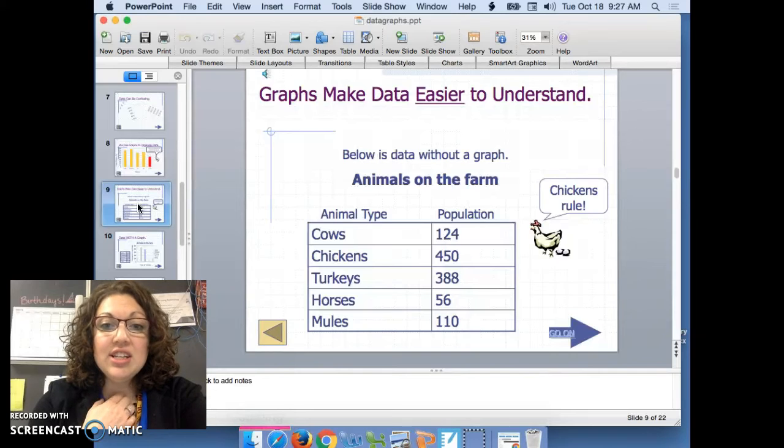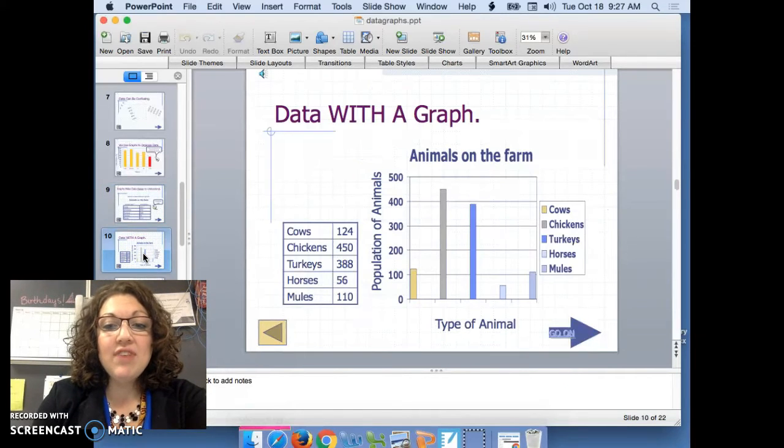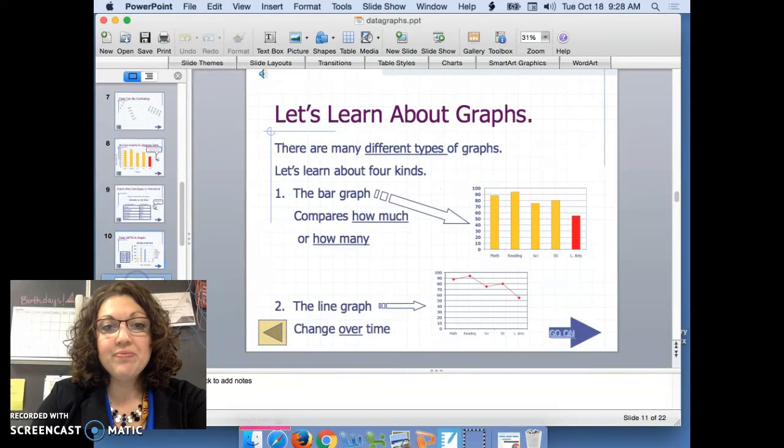So, for example, here is a picture of a data table, and without the graph, it takes a while to understand. You're trying to figure out what animal do they have the most of? What animal do they have the least of? Which animals do they have similar amounts of? If you look at it on a graph, it's much quicker to see that chickens are the most, horses are the least, they have similar numbers of cows and mules. So putting it in a data table and then making a graph is much quicker than just reading the information.